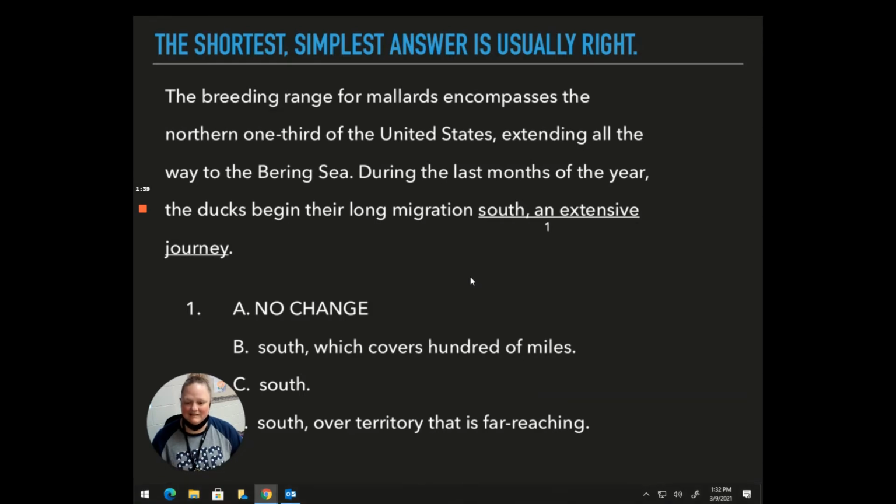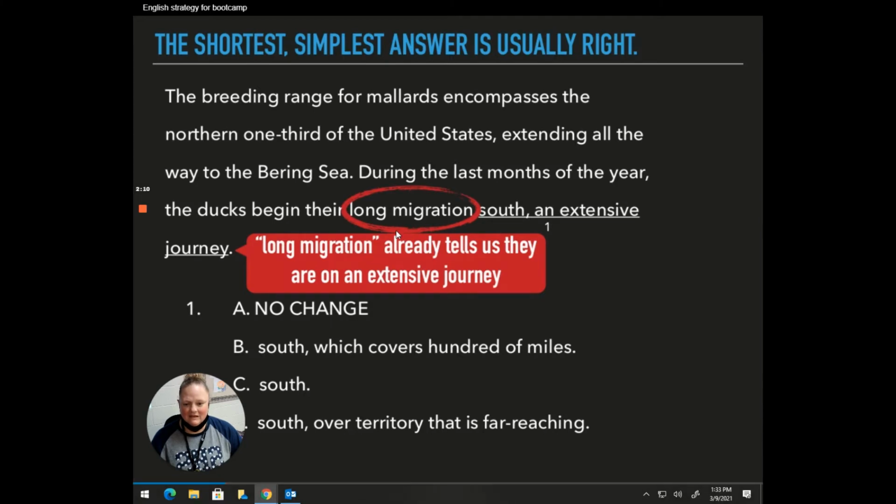Let's look at this. Okay, during the last months of the year, the ducks begin their long migration south, comma, an extensive journey. Which should we do? No change. South, comma, which covers hundreds of miles. South, period, or south over territory that is far-reaching. Now remember, simple and concise. To be simple and concise, we want to choose C. Long migration already tells us they're on an extensive journey, so we need to delete that and just go with south.